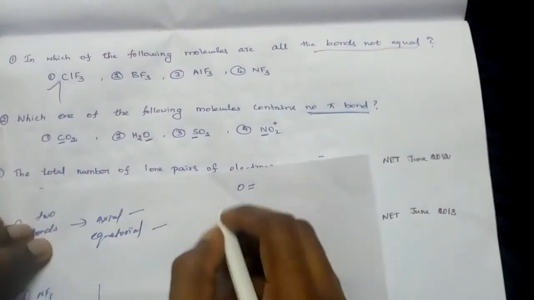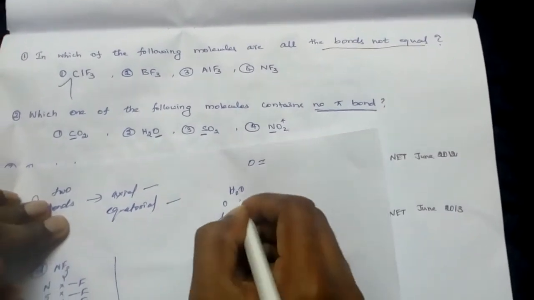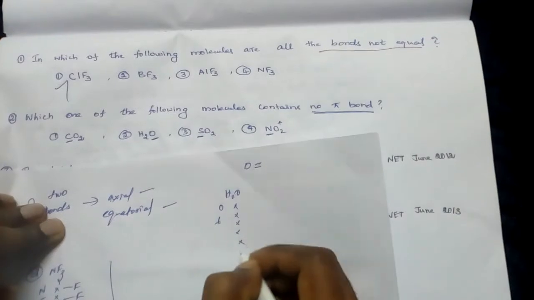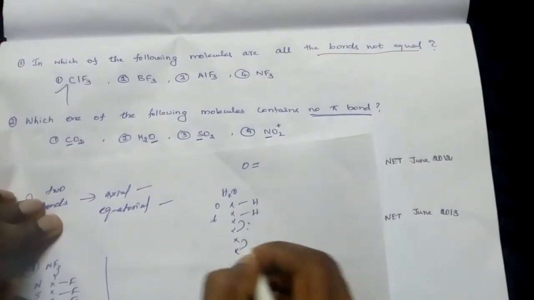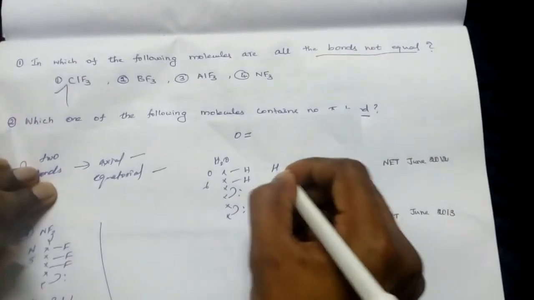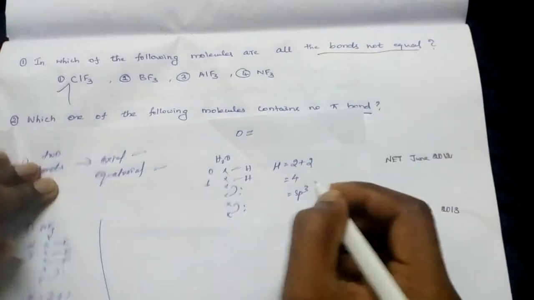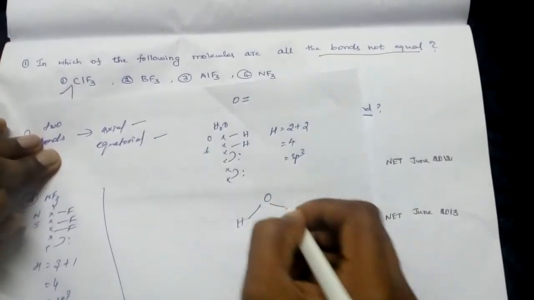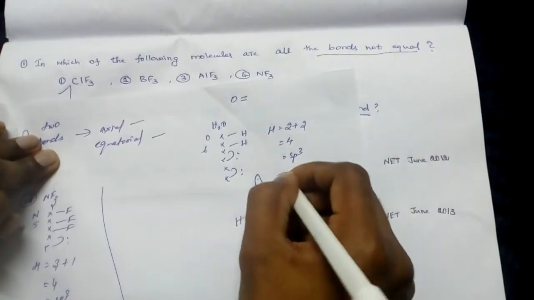In H2O, oxygen is the central atom and comes in the sixth group, so it has 6 valence electrons. Two hydrogens form two bonds. Hybridization is 2 plus 2 equal to 4, sp3 hybridization. This is the structure of the water molecule.